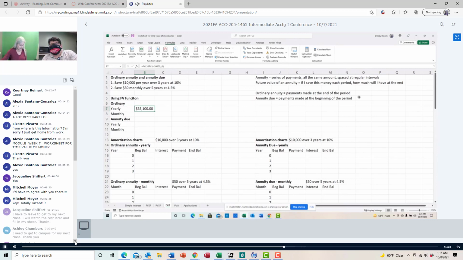Did I go too fast through that, or were you able to do it? Now let's do the same one monthly. So let's do how much money will you have if you save $50 monthly over 5 years at 4.5%.